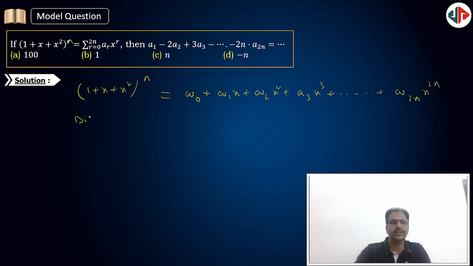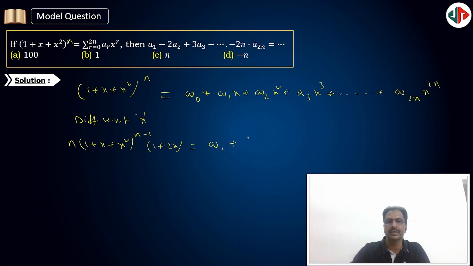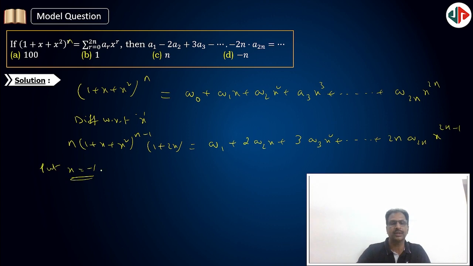Now differentiate both sides with respect to x. The left hand side derivative is n into (1 + x²)^(n-1) into the derivative of 1 + x², which is 2x. A0 derivative is 0, a1 x derivative is a1, a2 into 2x, a3 into 3x², and so on, 2n a_2n into x^(2n-1). Now to get the required value, we have to substitute x is equal to minus 1. Then only we get the required expression.